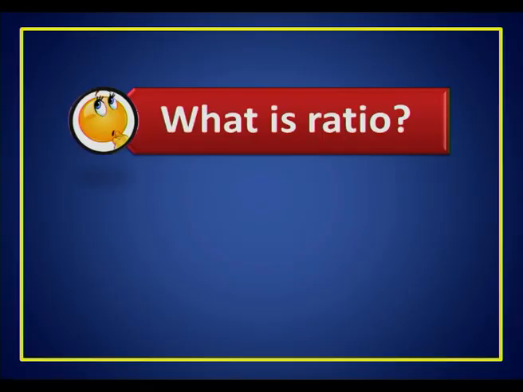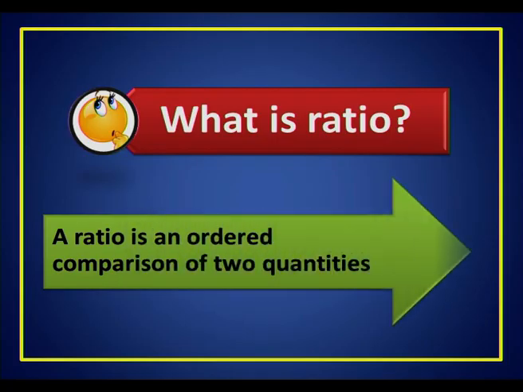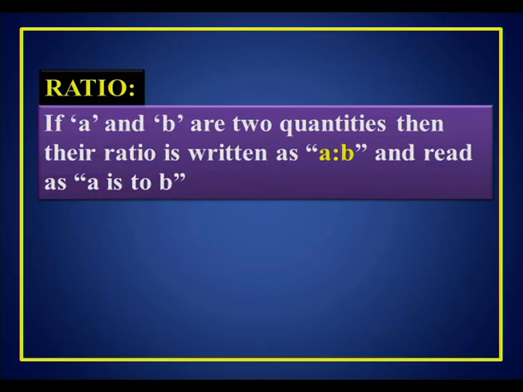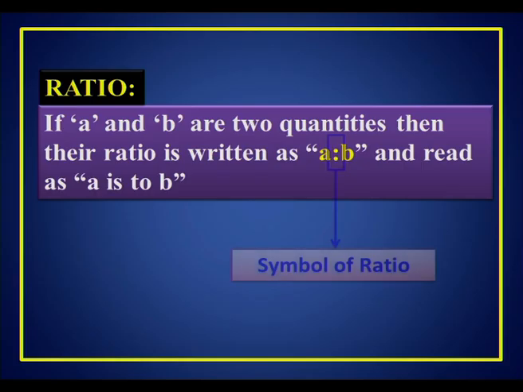Children, can you recollect what a ratio is? That is right. A ratio is an ordered comparison of two quantities. If A and B are any two quantities, then the ratio is written as A colon B and we read it as A is to B. So, here this colon symbol represents the symbol of a ratio.